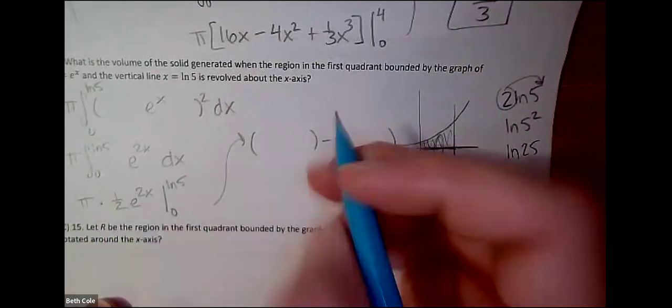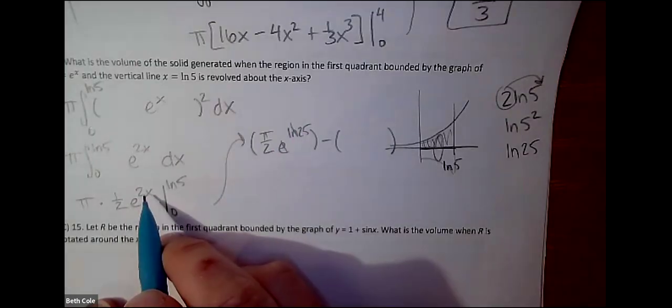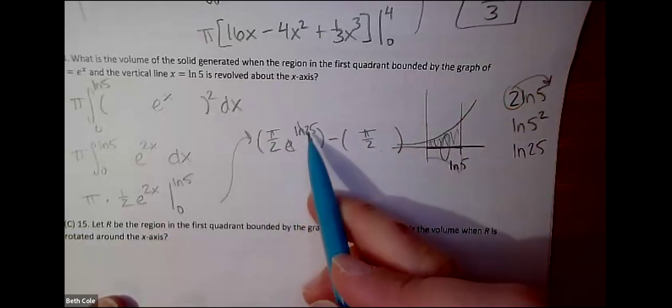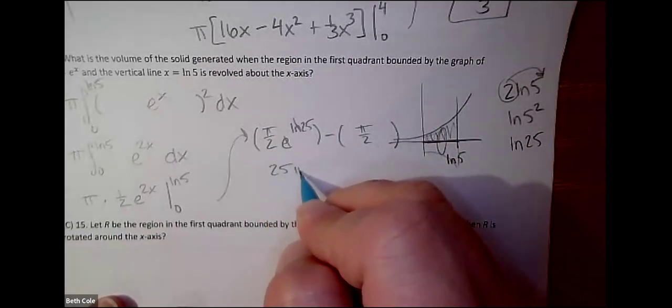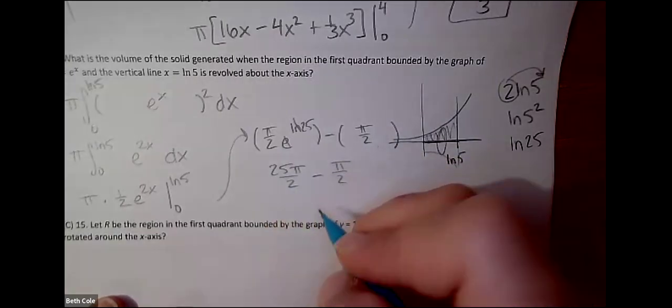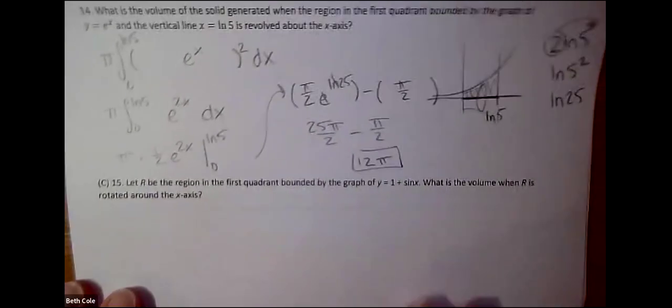5 squared is 25. All right, so plugging that in, we're going to get 1/2 pi, or pi over 2, e to the power ln 25. E and ln are going to cancel, so it's going to just end up being 25. And then when I plug in 0, e to the 0 is 1 times the rest of this is just pi over 2, or 1/2 pi. So this one is 25 pi over 2 minus 1 pi over 2, which is 24 pi over 2, and 24 divided by 2 is going to give you 12.